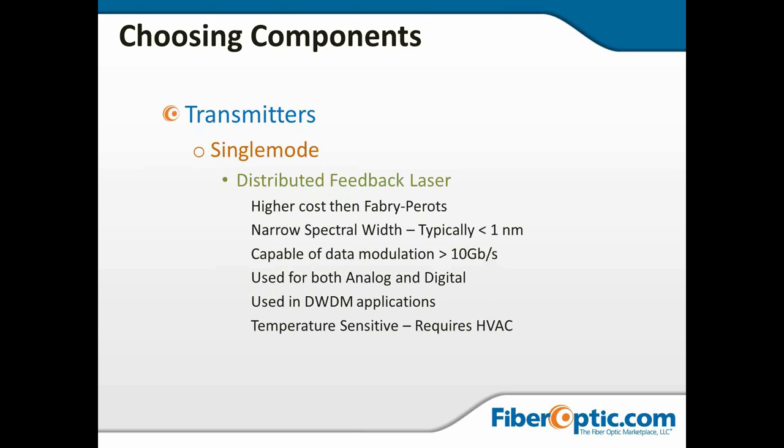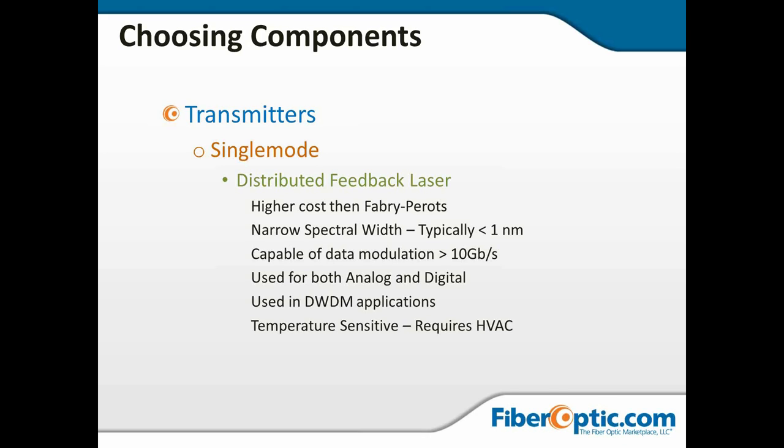Now, the much higher cost is going to be your distributed feedback laser. This is going to give you several benefits. It's got a very narrow spectral width, typically 1 nanometer, and if you're working with DWDM types of options, you're going to need the narrower spectral width so that you can pack the channels in as closely as possible.